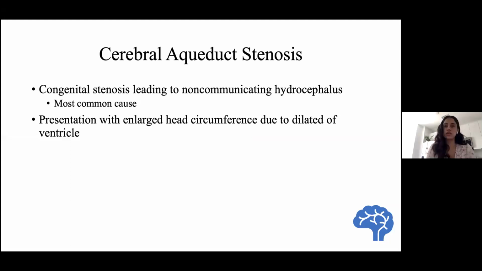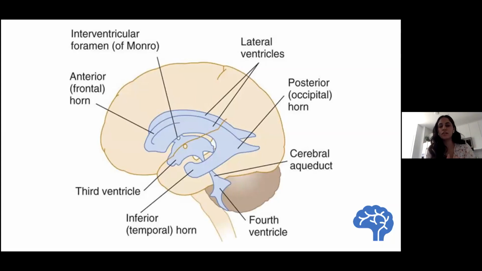Now, moving on to the second most common congenital anomaly, cerebral aqueduct stenosis. It's one of the leading causes of non-communicating hydrocephalus, and it will present with enlarged head circumference due to dilation of the ventricles. Remember, when we're born, our sutures are not closed, so that allows our skull the ability to expand itself. It's kind of helpful because it allows us to release some of the pressure being put onto the brain parenchyma as the ventricles themselves are expanding. So there are two conditions associated with this that we'll go over, but just quickly, let's go over the normal anatomy of the ventricles.